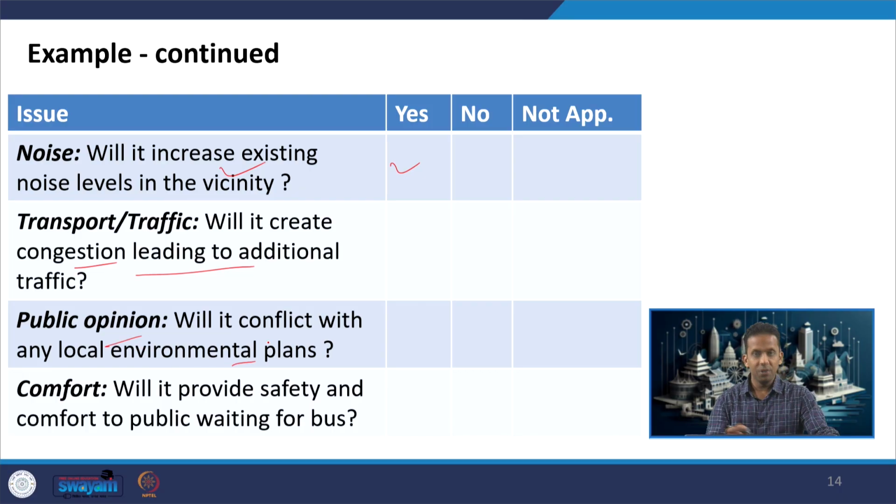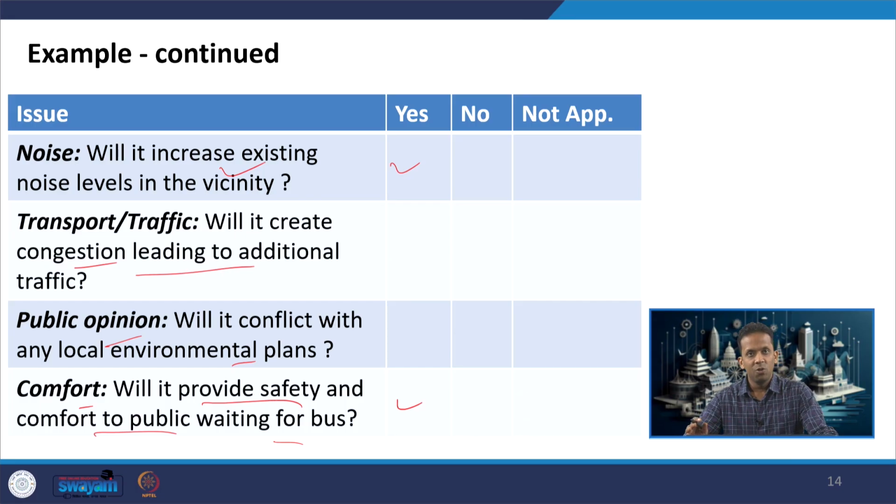Public opinion: will it conflict with any other environmental plans? That needs to be checked with the people, because when construction of the shed is taken up, we need to check that it is not conflicting with some other environmental plan of the public or of the local municipal body. Then comfort: will it provide safety and comfort to the public waiting for the bus? Yes, it will provide. So, that is a simple example of the questionnaire method.